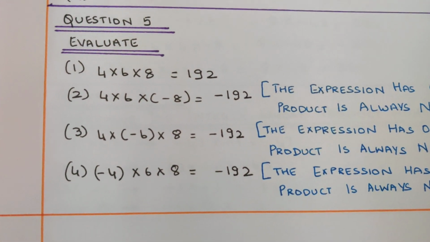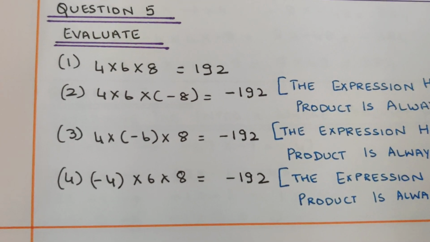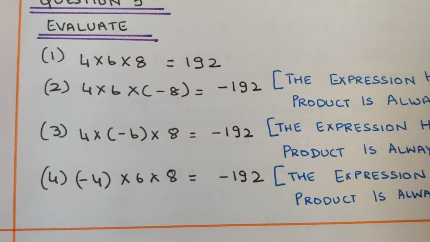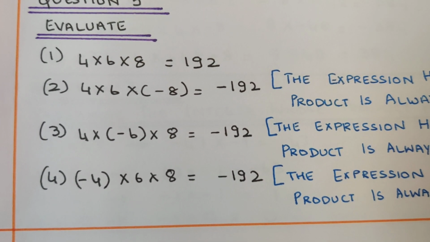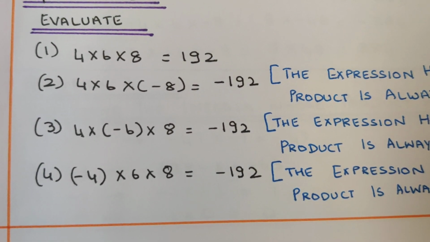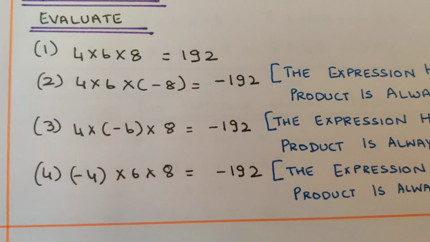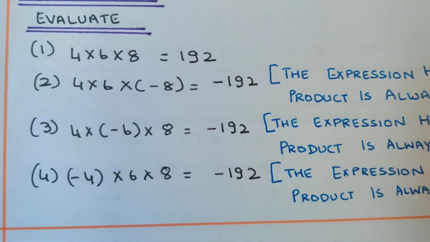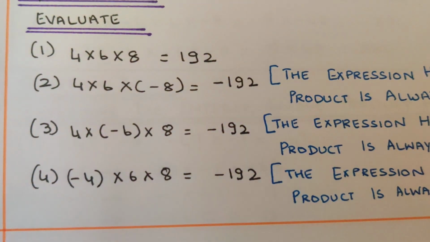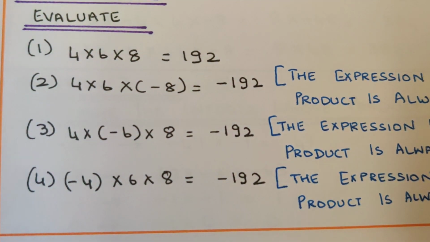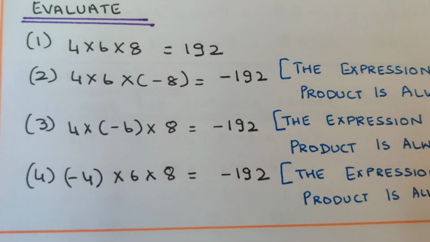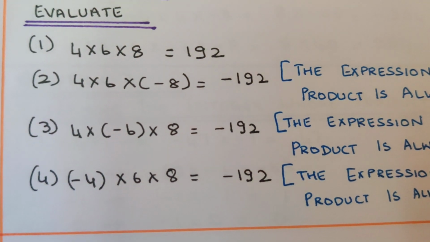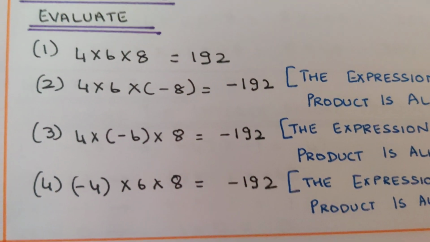Let's move on to question number 5. Okay, when you see question number 5, it's again the same numbers 4, 6 and 8. So when you multiply 4, 6 and 8, the answer is 192. Again, the signs are different and we need to mark the sum according to the signs provided. So the first one is 4 into 6 into 8, that is 192. The second one is 4 into 6 into minus 8. So the answer is minus 192.